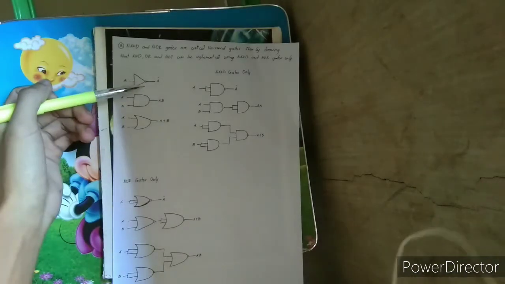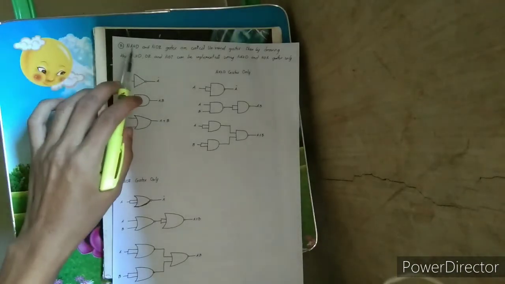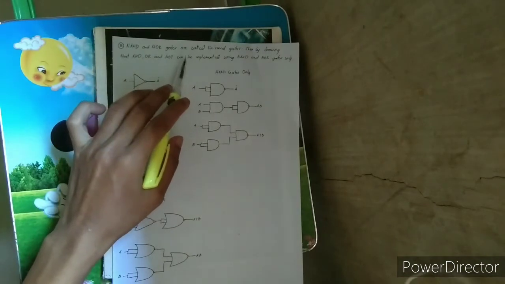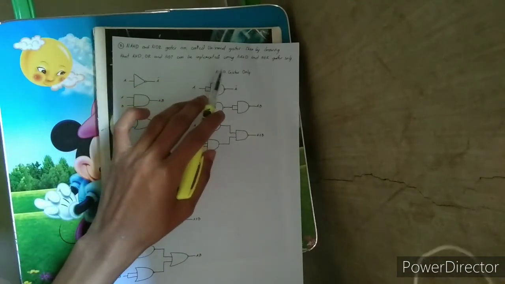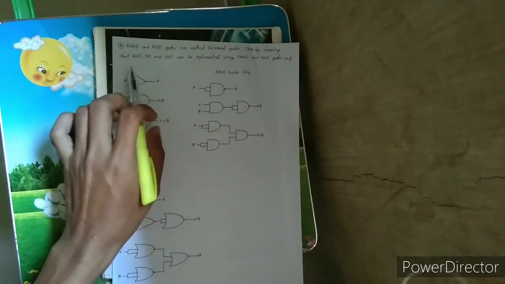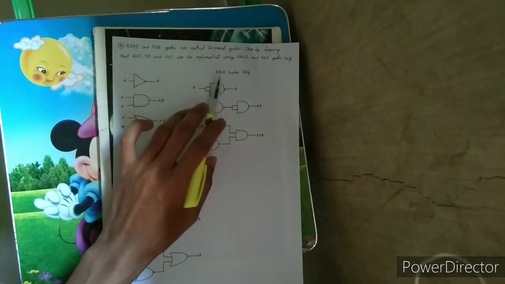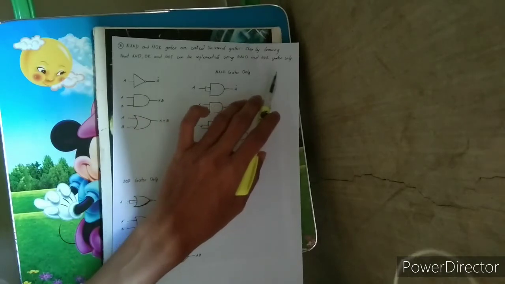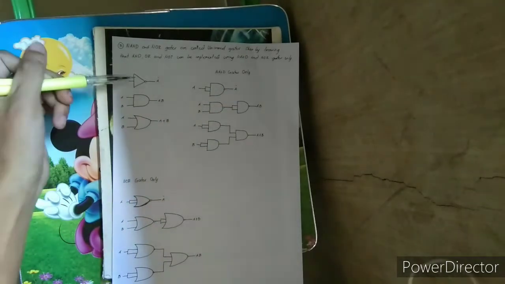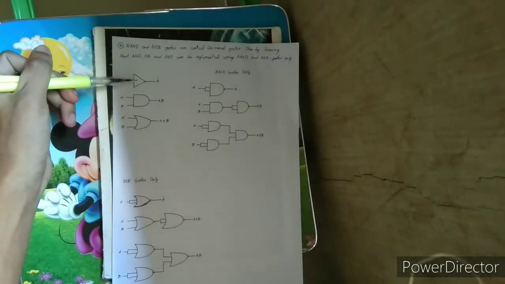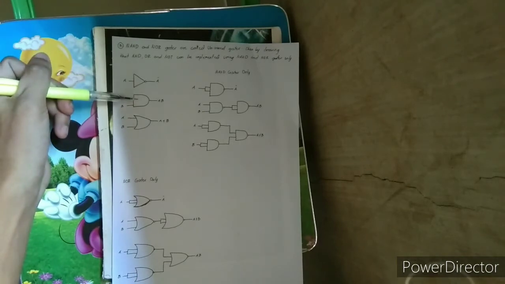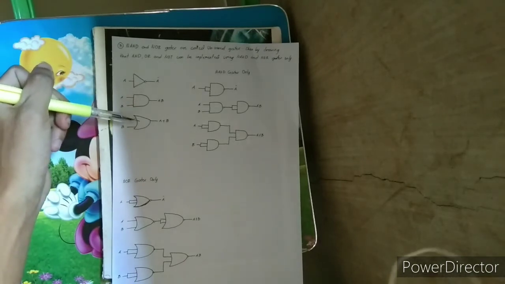For our third problem, NAND and NOR gates are called universal gates. Show by drawing that AND, OR, and NOT can be implemented using NAND and NOR gates only. So this is our NOT gate, and OR.